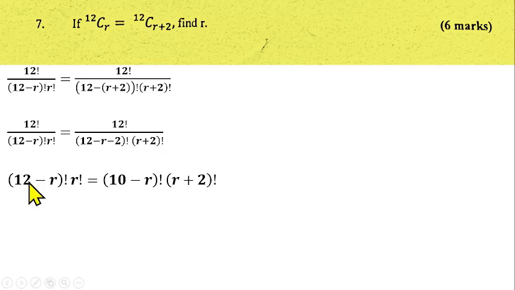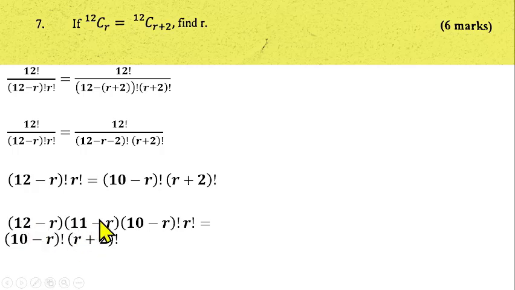We can simplify this to look like this, so that 10 minus r factorial can take care of this at this side. So we can expand this 12 minus r factorial. That should give us 12 minus r into 11 minus r into 10 minus r factorial equals 10 minus r factorial r plus 2 factorial. You know how we got this by removing one from this, you have this, remove one from this, you have this. Of course, you know the meaning of factorial by now. So of course this can take care of this at both ends. So we'll be having 12 minus r into 11 minus r, then r factorial equals r plus 2 factorial.